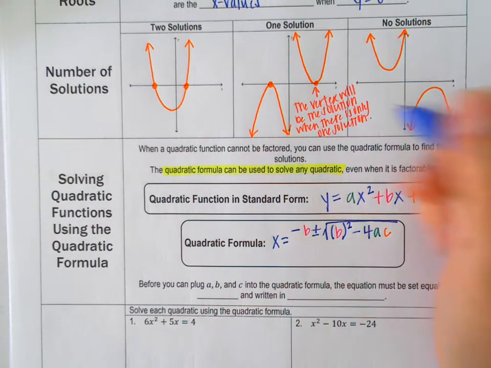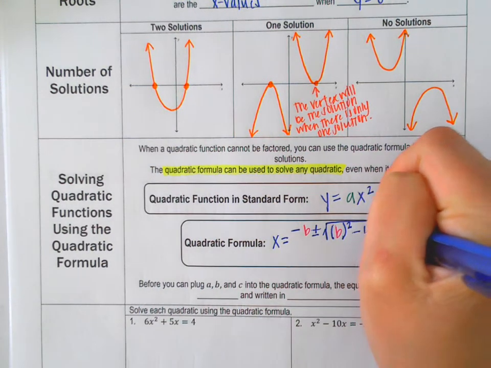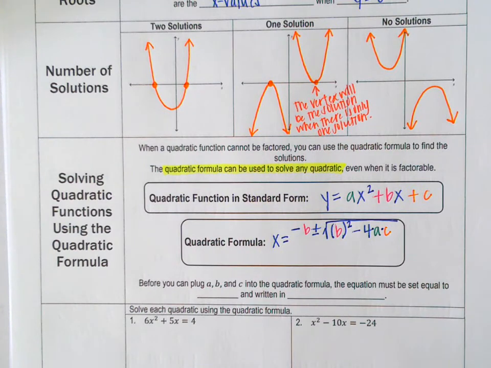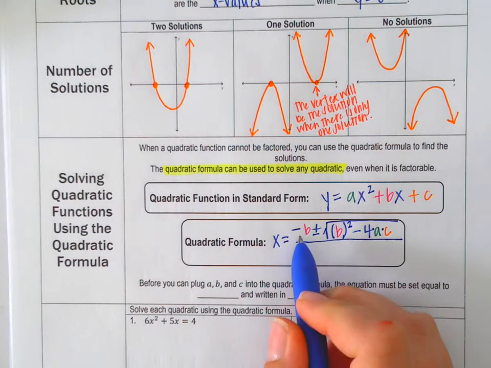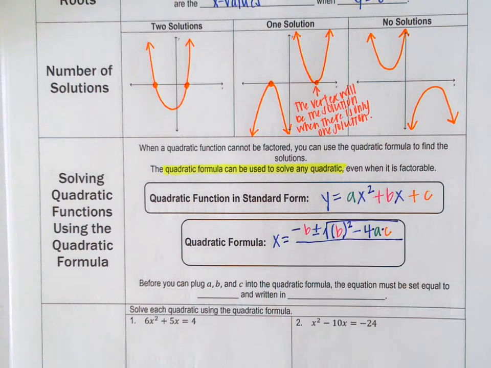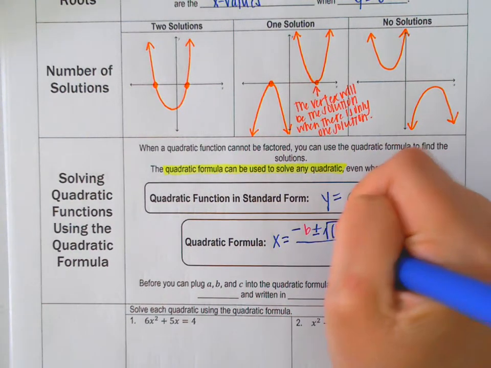And if you need to put little multiplication symbols there, that's fine. And then it's all over. So everything, the square root, the negative b, everything is all over 2 times a.